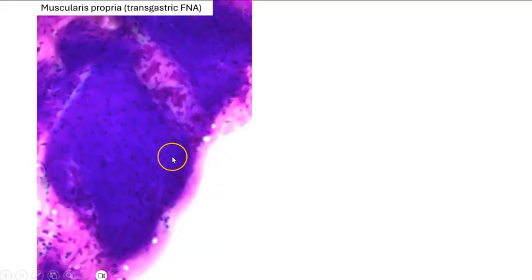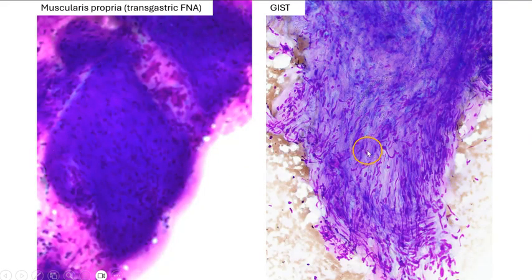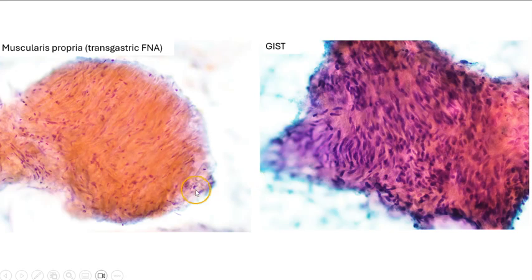So we are going to compare Muscularis propria with a GIST, and usually the cells in the GIST are more packed together. They have less cytoplasm or higher NC ratio, so the nuclei tend to appear more crowded, and also the nuclei are much longer, more slender, and also more wavy when compared to Muscularis propria cells.